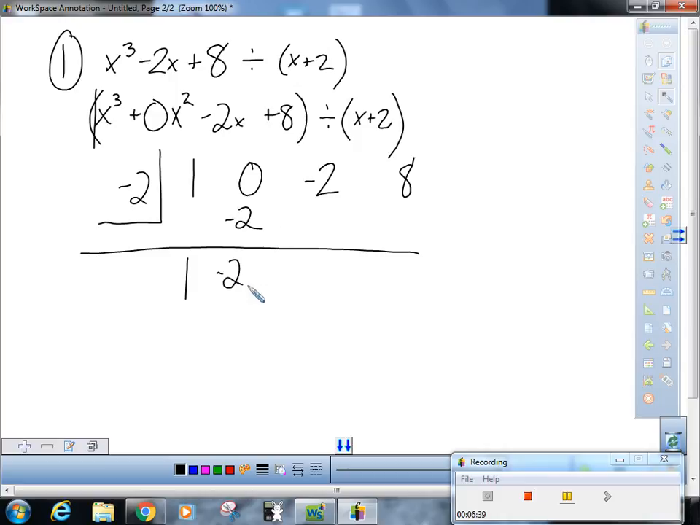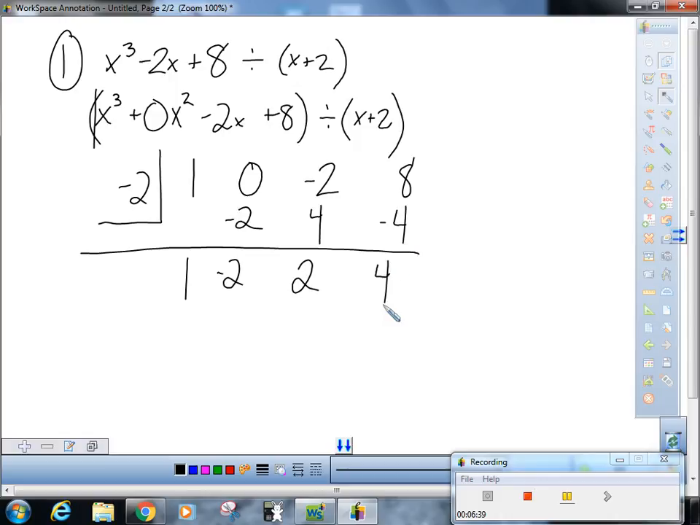After we add, what do we do next? Multiply. Negative times a negative is? Now we add. Negative 2 plus 4? Positive 2. Now we multiply. Negative 4, right? Negative 2 times positive 2. And 8 plus negative 4 is?